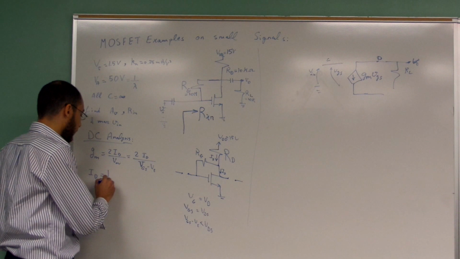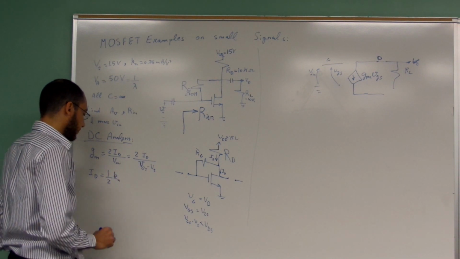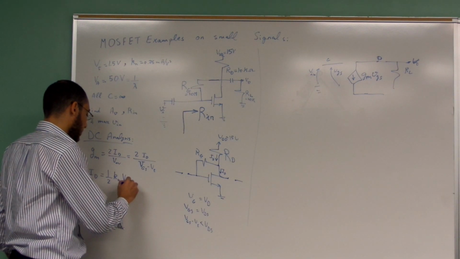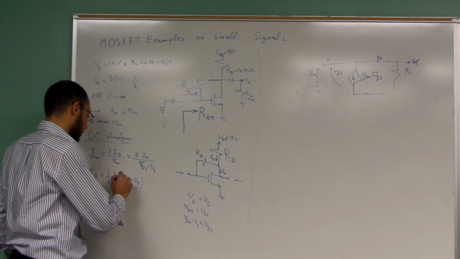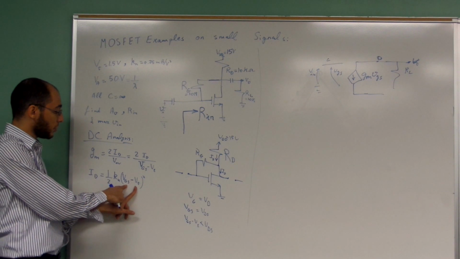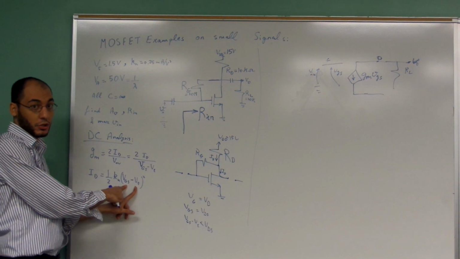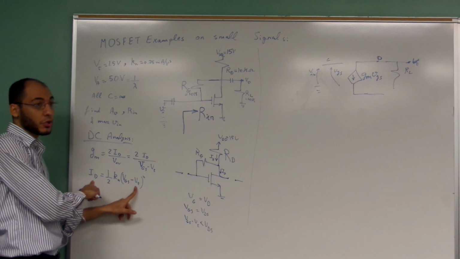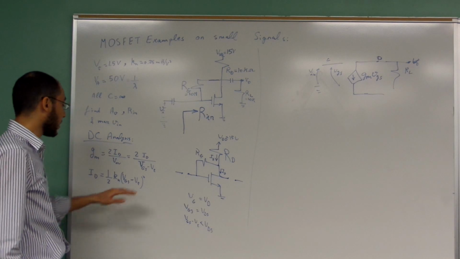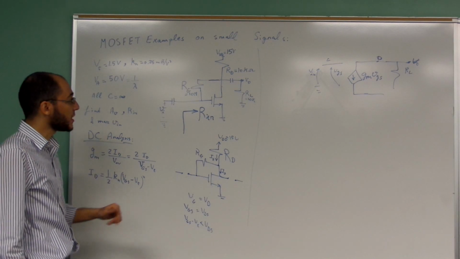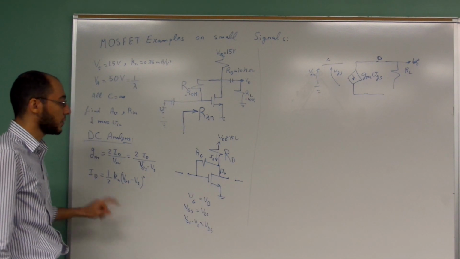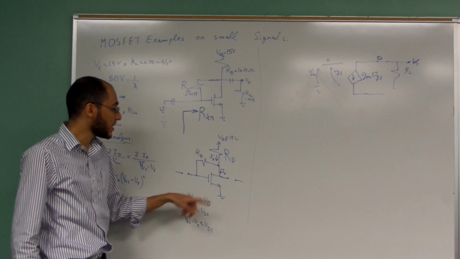So let's put the equation for saturation: ID equals half Kn multiplied by VGS minus VT, all squared. I know VT, I know Kn, but I do not know VGS. Also I do not know what the value of ID is. That's why I cannot calculate anything from this equation, which means I need to find another equation in order to calculate the value of VGS and the value of ID. So what is that other equation?